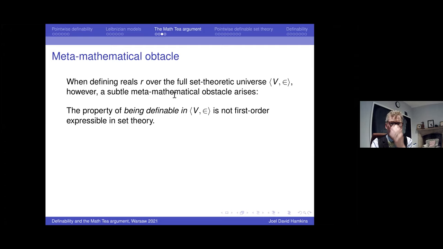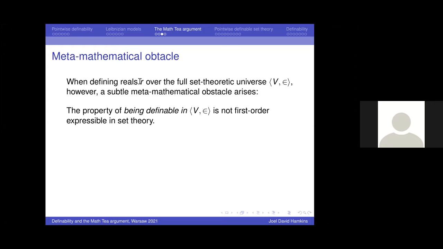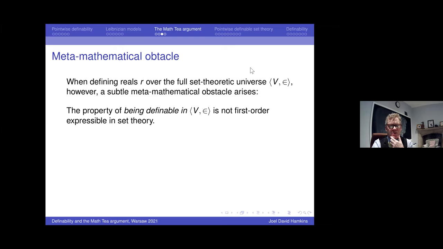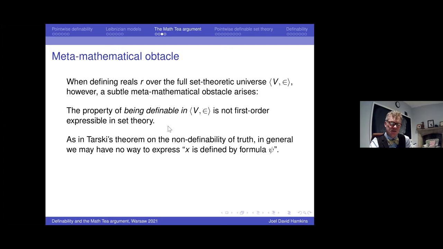Okay, was there a question, or I wasn't quite sure? Okay, so when defining reals though over the full set theoretic universe, which is somehow the direction we were pushed, then there's a subtle metamathematical obstacle. And that is that the property of being definable in V is not a first order expressible property in set theory. There's no set theoretic formula that says X is a definable object in the set theoretic universe. It's very closely related to Tarski's theorem on the non-definability of truth. We just don't have a way to express X is defined by formula phi, unless we have a truth predicate, but we can't express the truth predicate or the satisfaction predicate in first order set theory. So we don't really have access to that definability map, therefore.